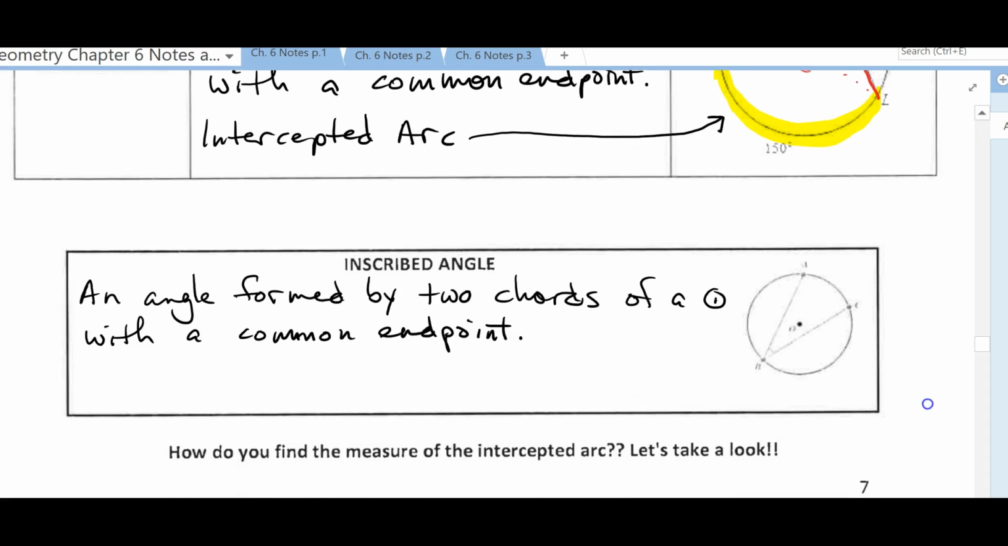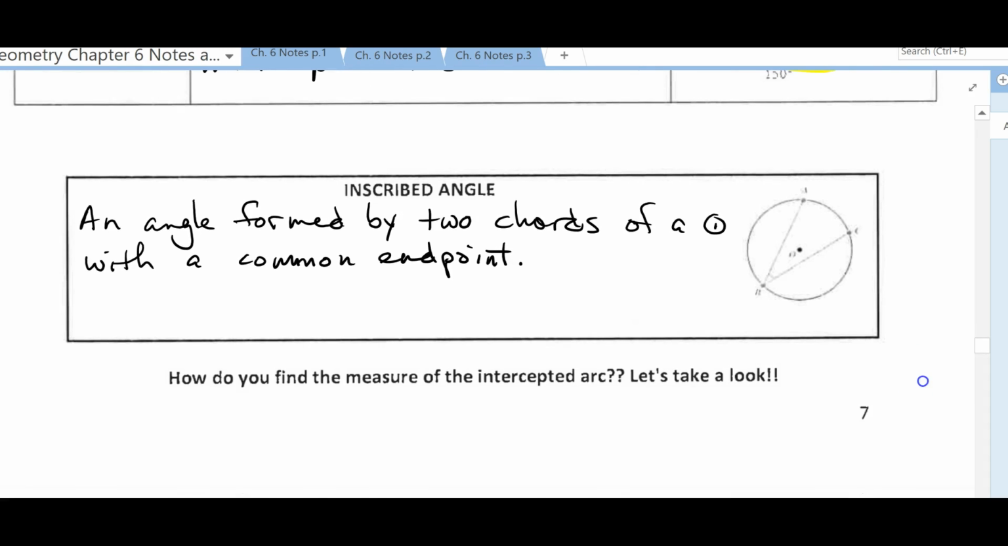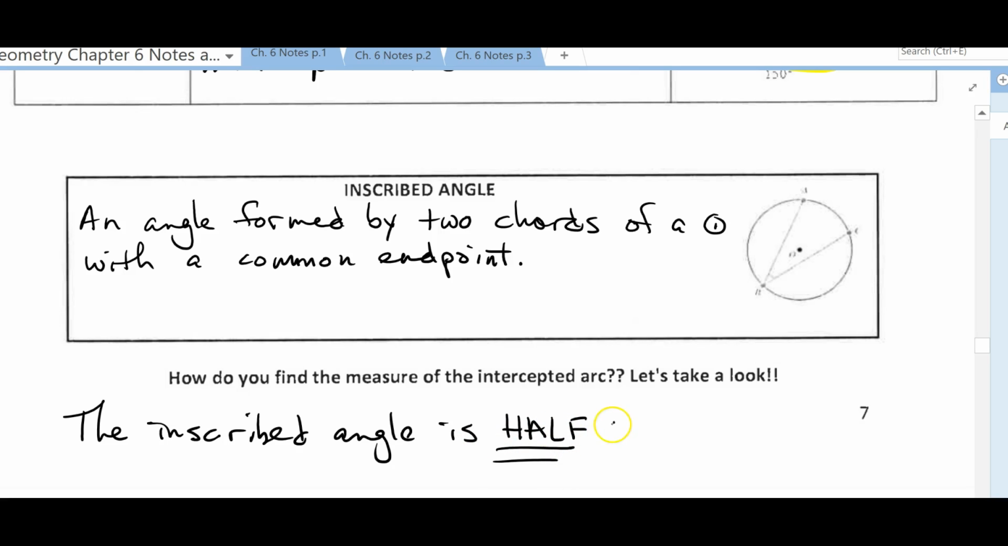So how do we find the measure of an intercepted arc? As it turns out, the inscribed angle is half the intercepted arc. All right, and we'll explore this a bit more in the next video in the example.